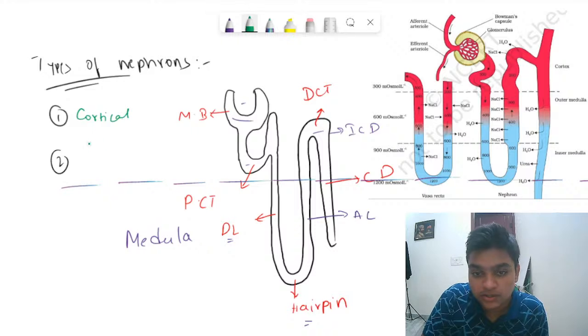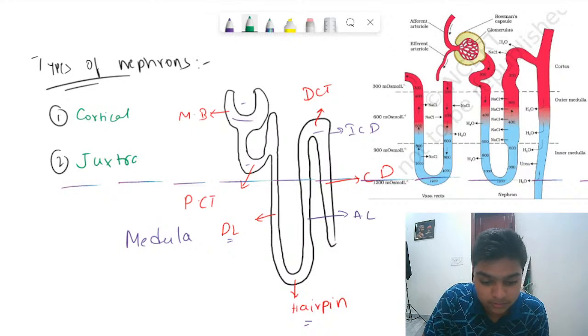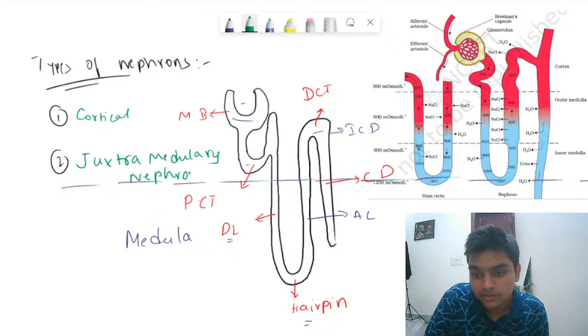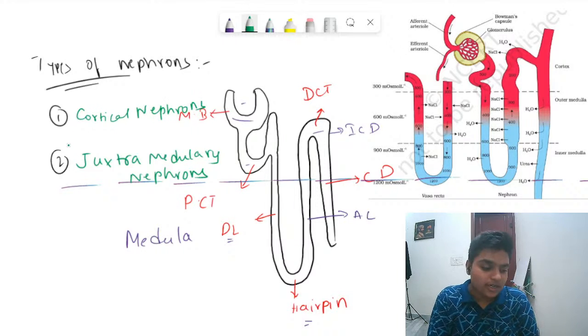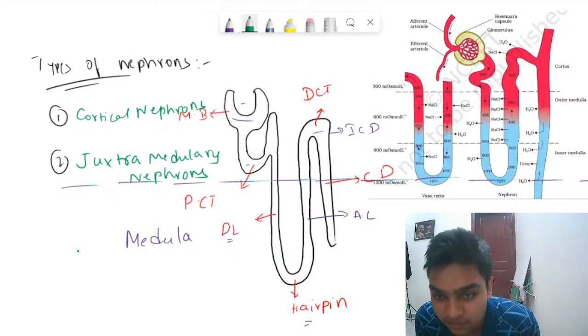Cortical nephrons and juxtamedullary nephrons. These are the two types of nephrons. What are cortical and what are juxtamedullary nephrons?